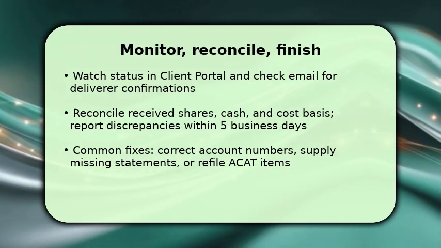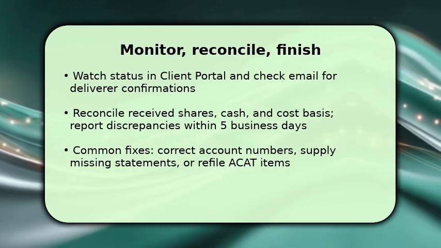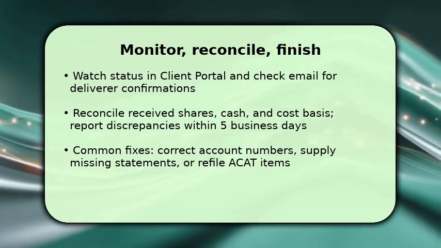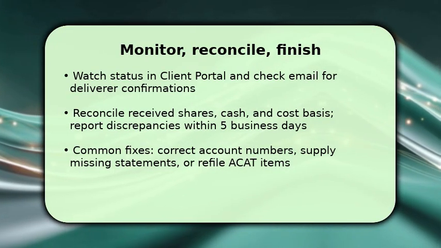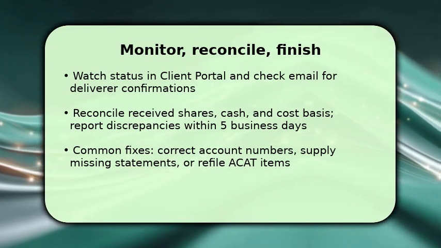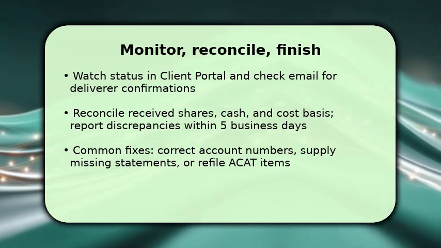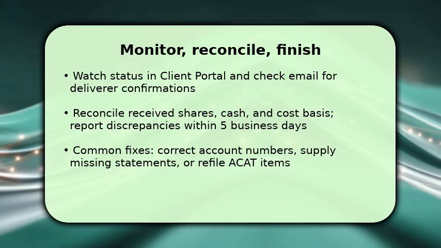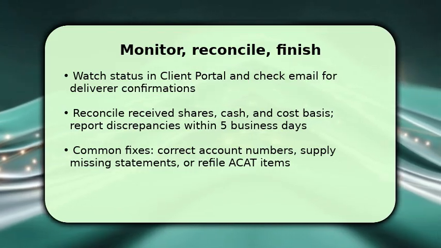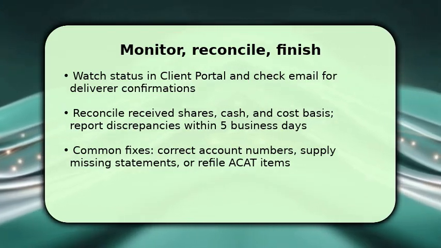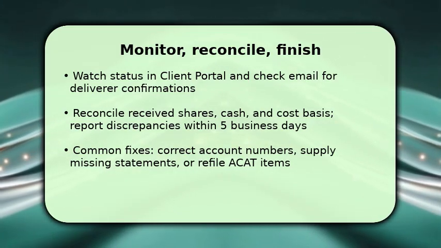If something is missing or incorrect, contact IB with the transfer reference and supplying broker details, and be ready to correct account numbers or upload missing statements. This resolves most issues. One troubleshooting tip: if transfers stall, request a contact confirmation from the delivering broker to unblock ACAT validations.